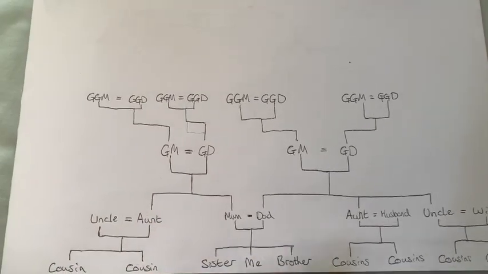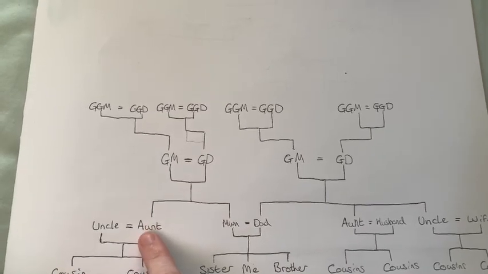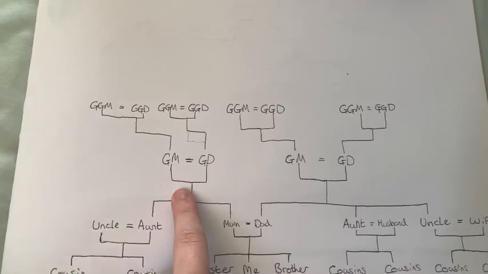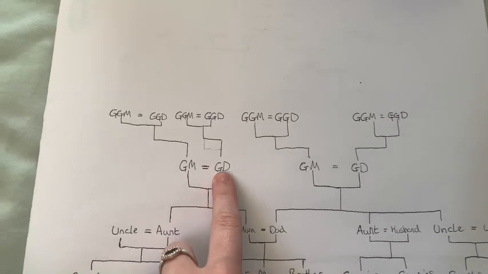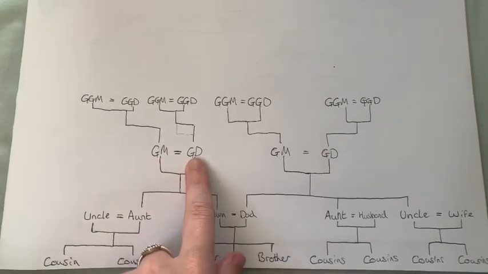Then I've done the same thing which I did on my dad's side, where I joined my mum and her sibling or siblings and then have connected them up towards their parents, who are also again represented as GD and GM. And then you repeat the same thing where you show your grandparents' parents.